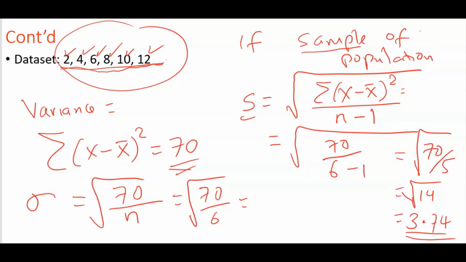So when you divide 70 by 6, let me just use a different pen here to illustrate the difference. This will give me 11.67. So the square root of that is equal to 3.42.